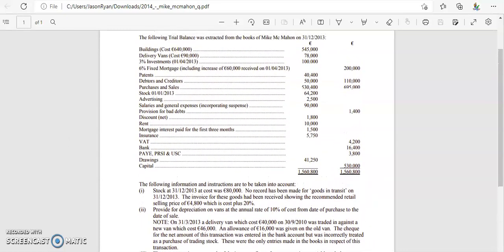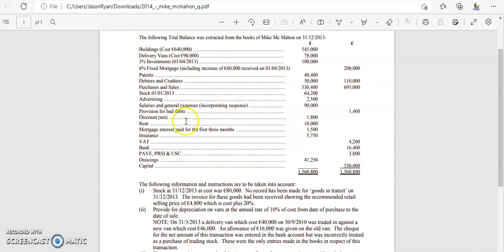We're going to find our mortgage. And it tells us that our mortgage is a 6% fixed mortgage, including an increase of 60,000 on the 1st of the 4th, 2013. So we have 140,000 of a mortgage for the year, and then 60,000 on the 1st of the 4th. So I have to do a calculation for that to find out what the yearly amount is.